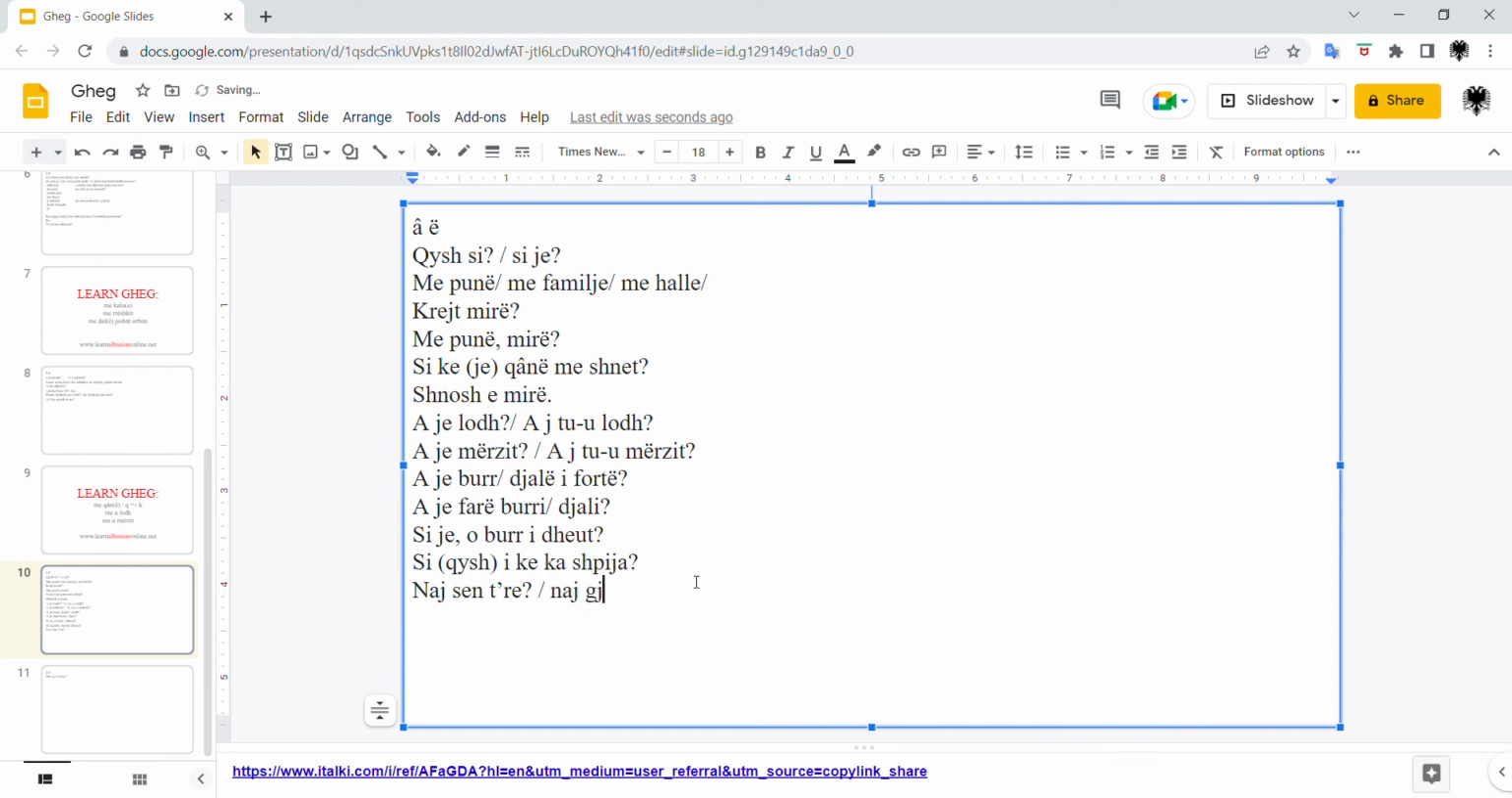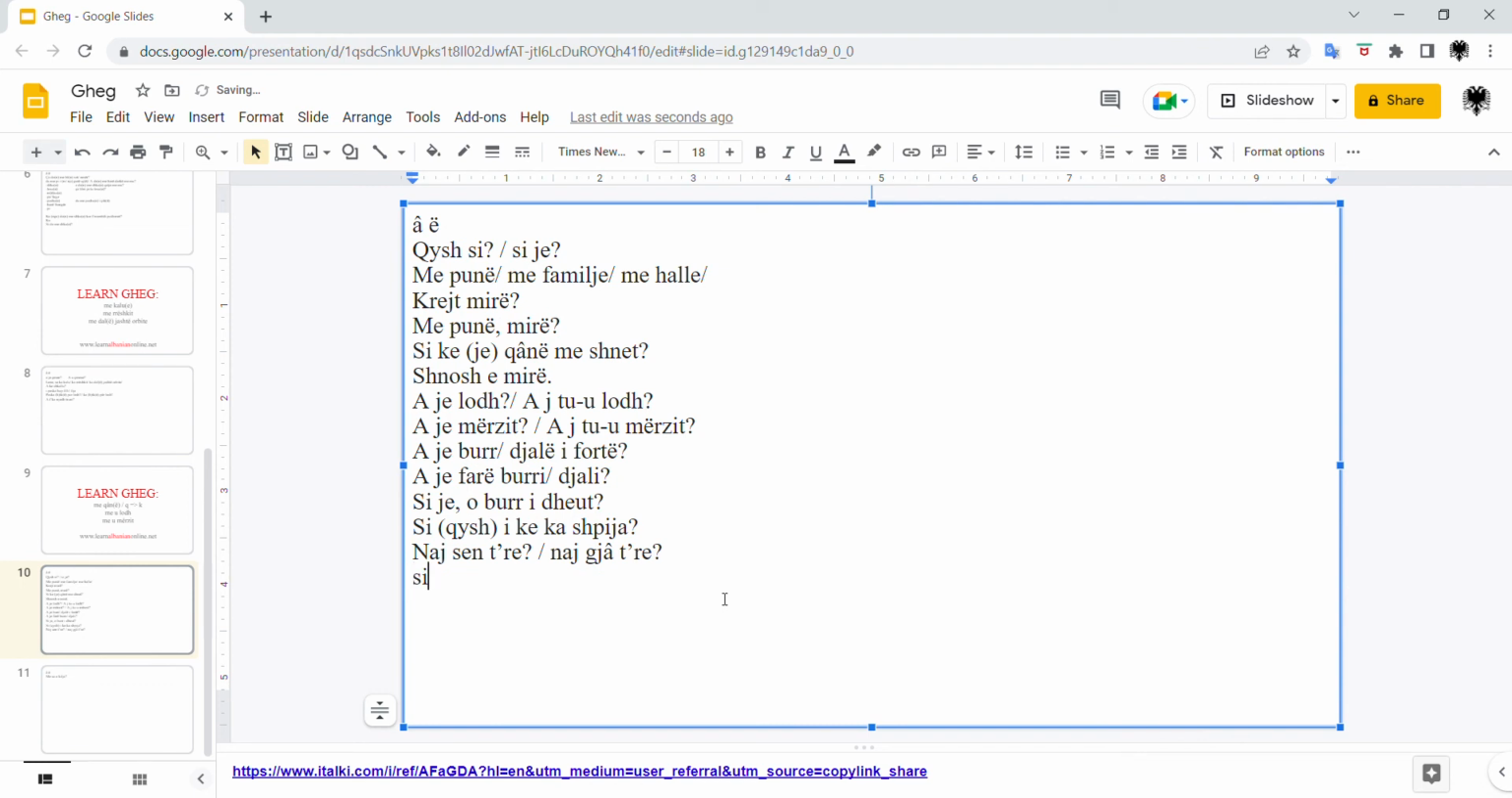Or naijatre. This R is a nasal. Okay, naijatre. Naicentre. What else? How are you doing? Sitiakalu. Sitiakalu, that means how are you spending the time. Sitiakalu, that's very used as well.